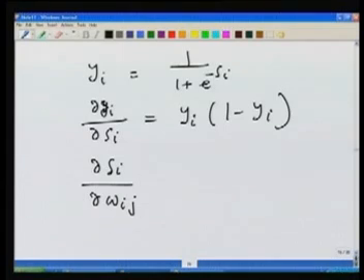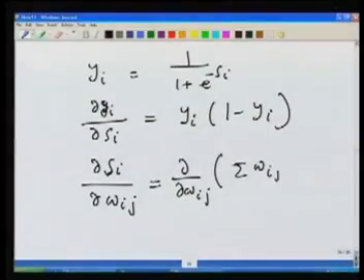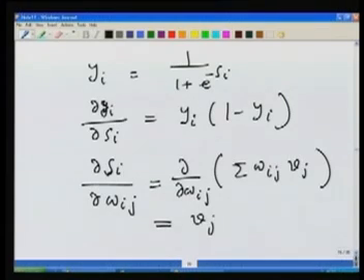So, to find out del s I by del w I j, I must write down del by del w I j of s I, and s I is sigma w I j into V j. So, this is simply V j, okay, because this is simply a summation of terms. So, with respect to w I j only V j comes out. If you want to differentiate with respect to w I j, V j comes out.